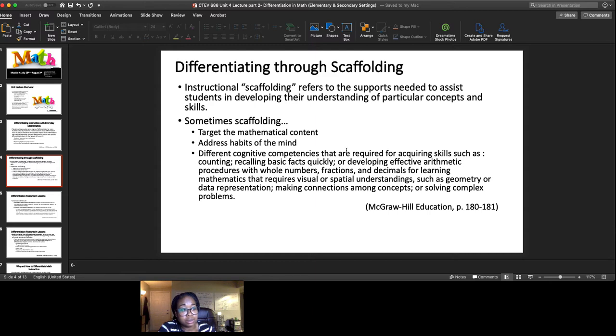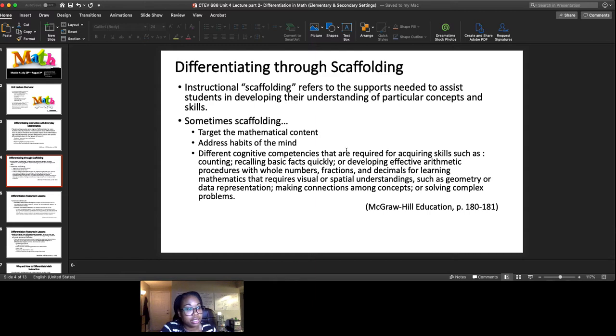Scaffolding can sometimes be used to target the mathematical content, or address habits of the mind, which I thought was pretty interesting. But it makes a lot of sense, because if a student has gaps in their development of learning mathematical basics, and then they get into a higher setting, their mind habits about how to solve equations and how to adapt and adjust to word problems are going to be different, and they may need some assistance. So scaffolding to address this possible challenge could be really useful.